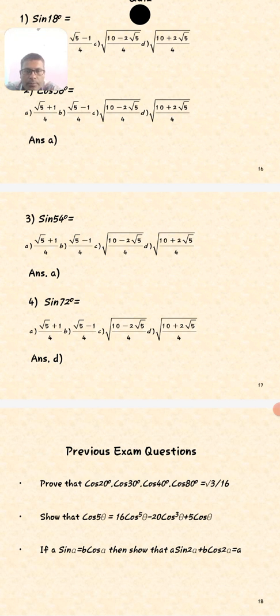Number 3 question: if a sin α = b cos α, then show that a sin 2α + b cos 2α = a. Using this, a by b, we write cos α by sin α, we get a cot α, and also we write tan α, that means sin α by cos α is equal to b by a. We get tan α equal to b by a. From this condition, you apply the sin 2α and cos 2α formulas in the tan function.